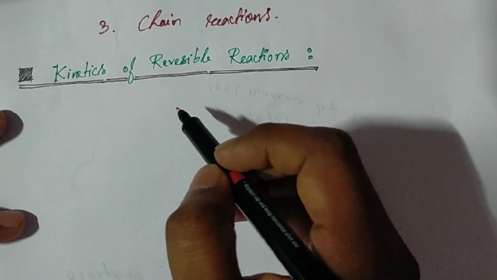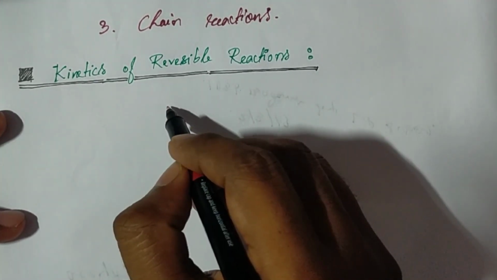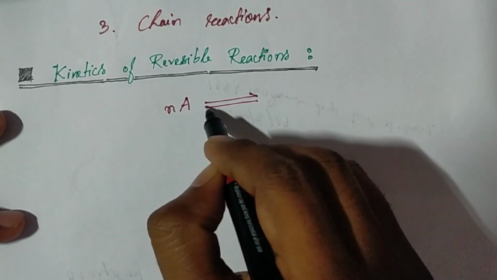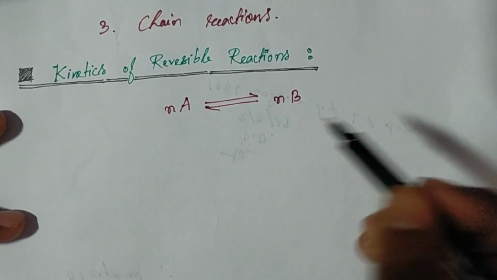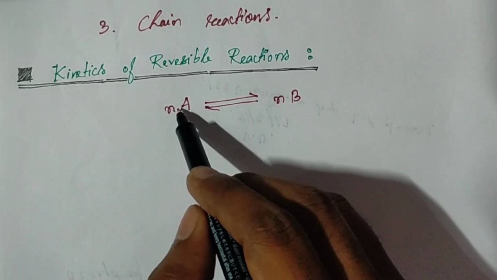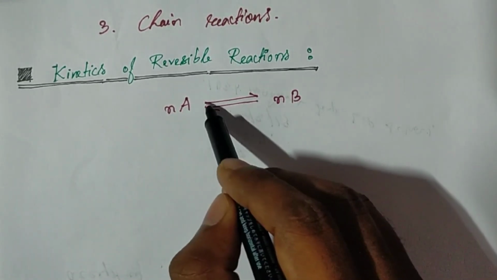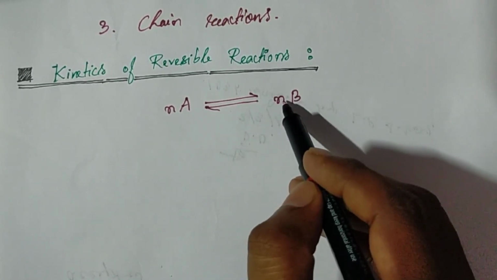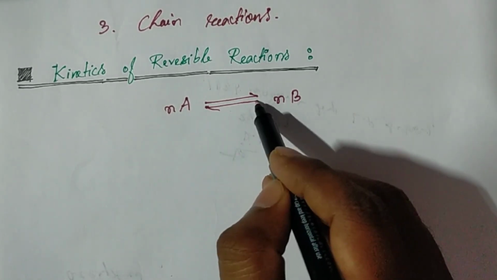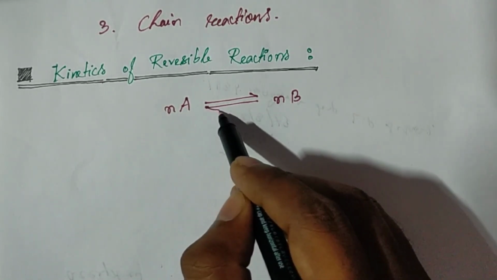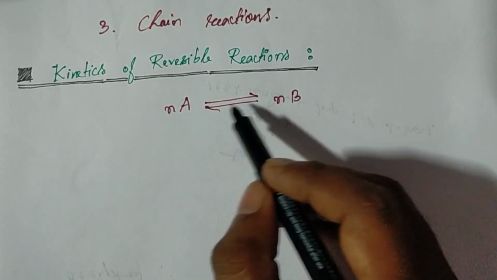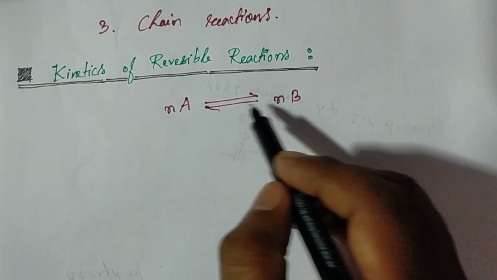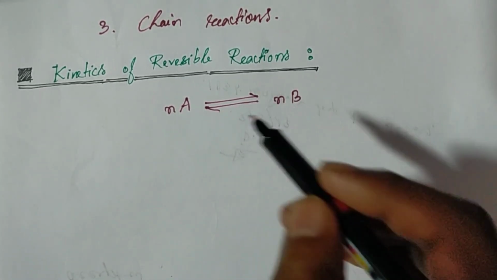So let us consider a reversible reaction. Suppose Na to Nb. This pathway is called the forward direction, and this Nb to Na path is called the backward direction. So in a reversible reaction, there is a forward direction and there is a backward direction.